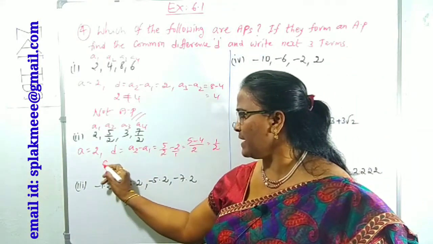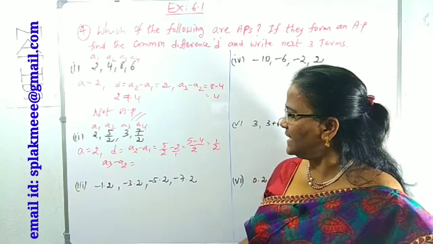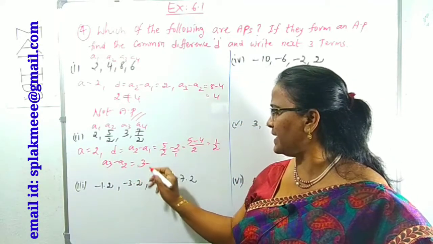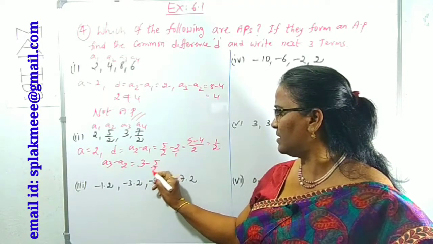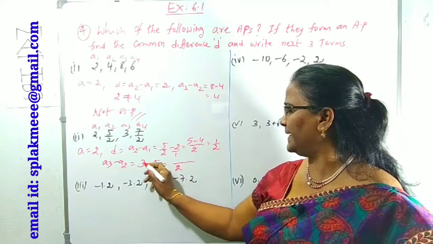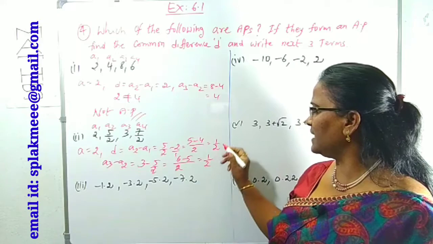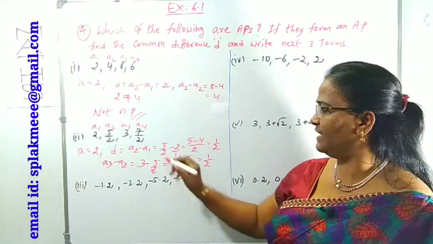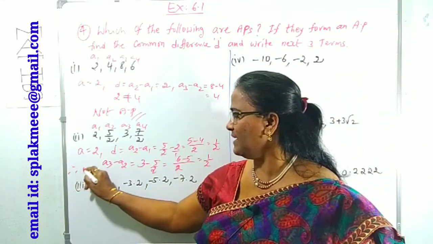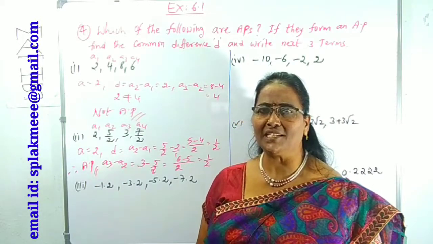Now A3 minus A2 I am taking: A3, 3, minus 5 by 2. Take the subtraction here, LCM 2, 3 into 2 is 6, minus 5. 6 minus 5 is 1 by 2. Here 1 by 2, here also 1 by 2. It is clearly which series? Clearly an AP series. Now we have to find out the next 3 terms.